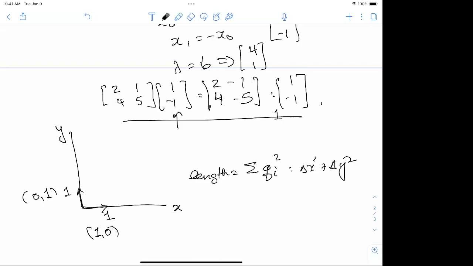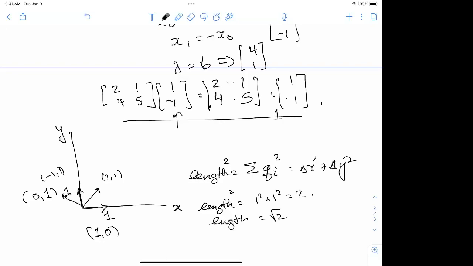So we want our length. Now imagine instead of those vectors, we wanted to use these vectors. So this vector is going to be 1, 1, and this vector is going to be negative 1, 1. Now if I look at the length of this vector, well, that's going to be 1 squared plus 1 squared, which is 2. Well, the length squared, so I should put length squared there, so length is square root 2.